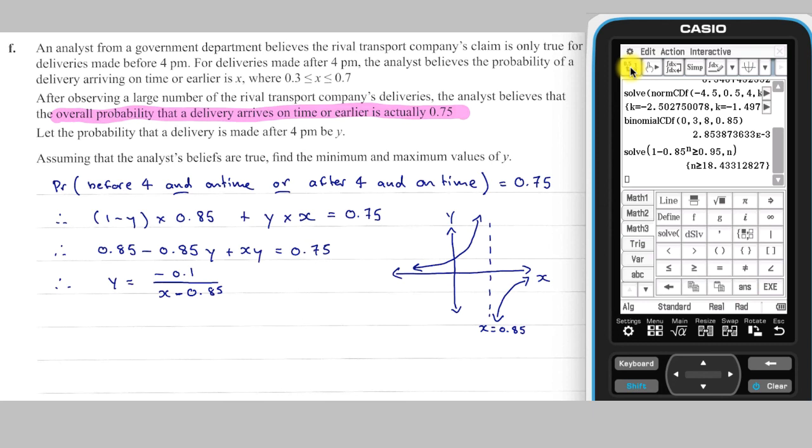Based on the nature of the relationship between x and y in the vicinity of 0.3 to 0.7, the smallest and largest values of y will be found by substituting the smallest and largest values of x into this equation.